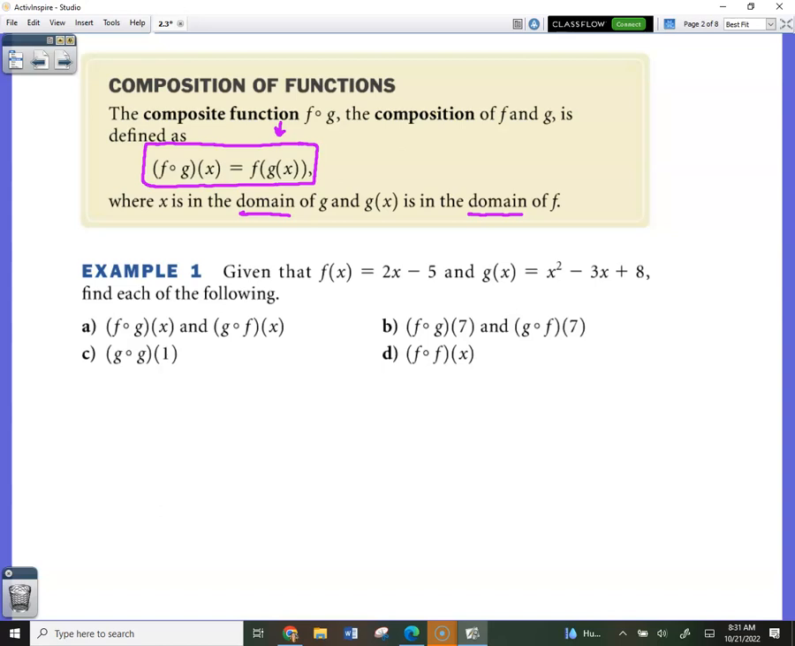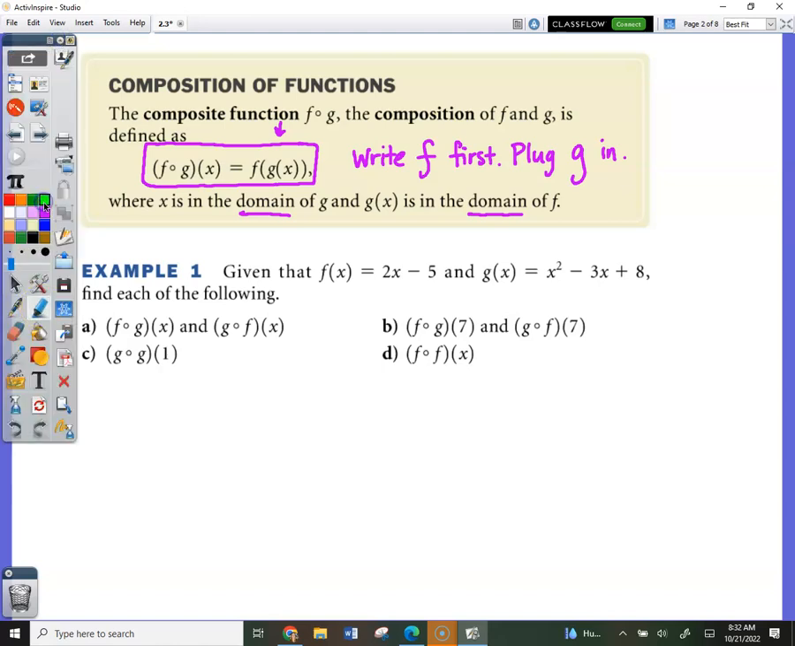All right, so let's make some notes. This means write f first, plug g in. That's what that means. So come down here. This is where it might help you with those highlighters. You've got f, and then you've got g.